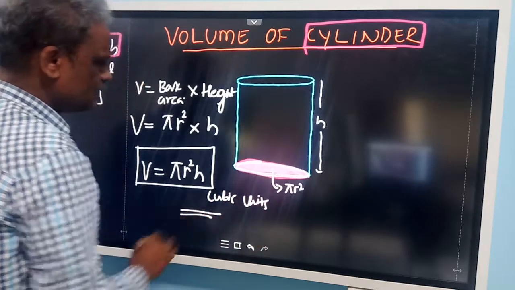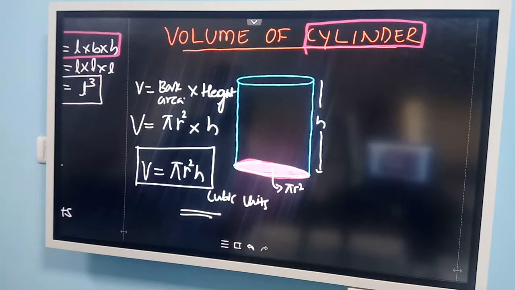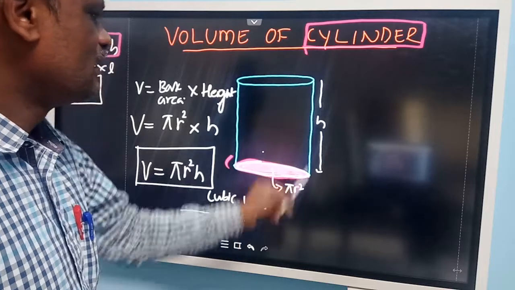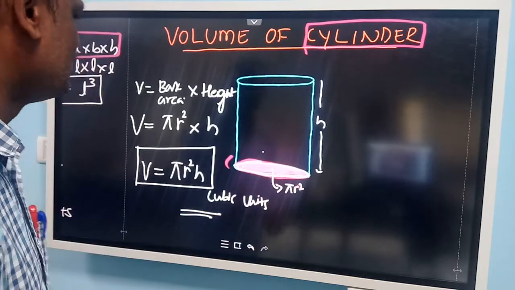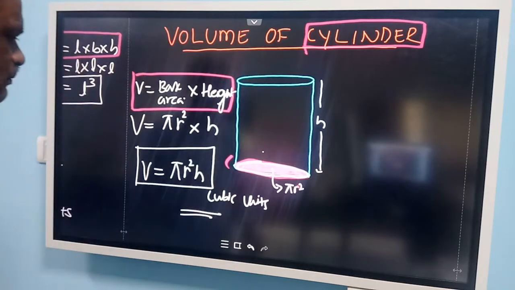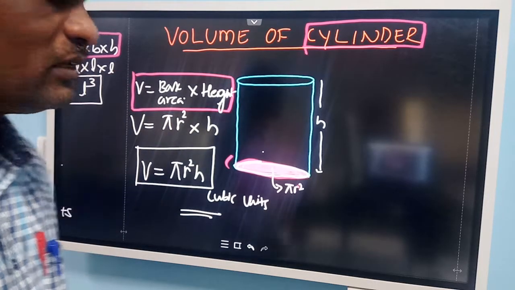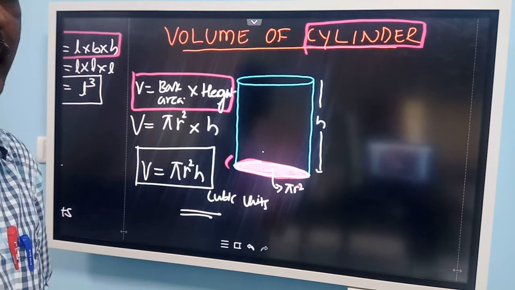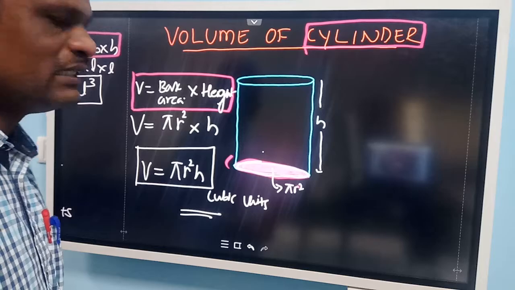So this is the formula. You must remember this one. Like the base area into height: base area is pi r square, height is H, pi r square into H. So you can note this down. Volume is equal to base area into height. Base area is pi r square, height is H. Therefore pi r square H gives you the volume of this cylinder.